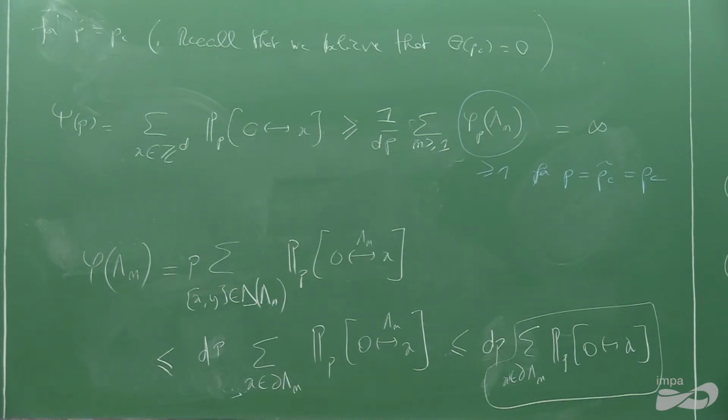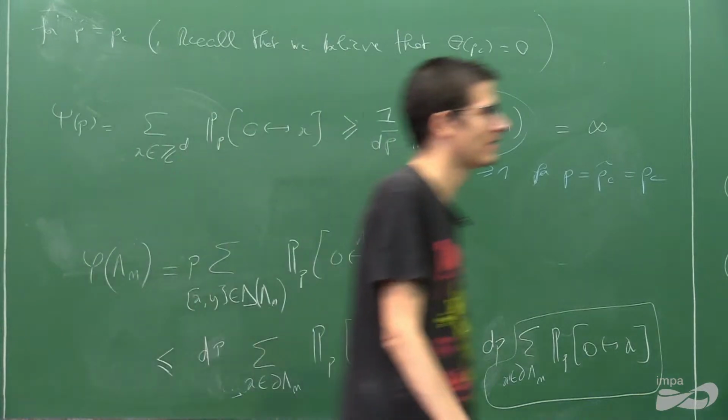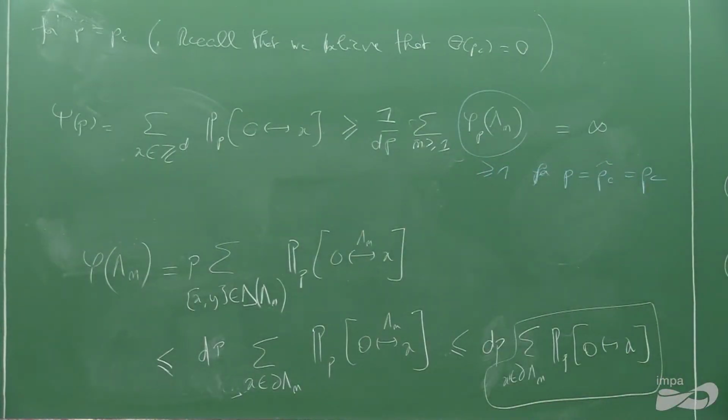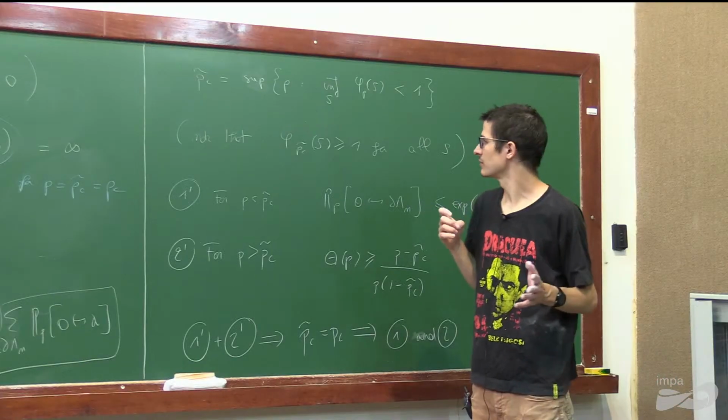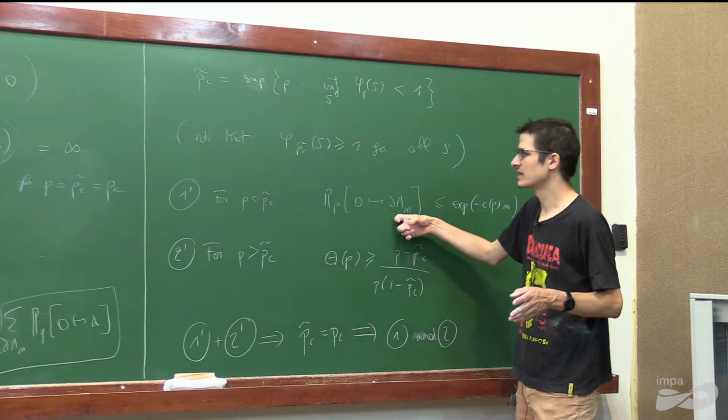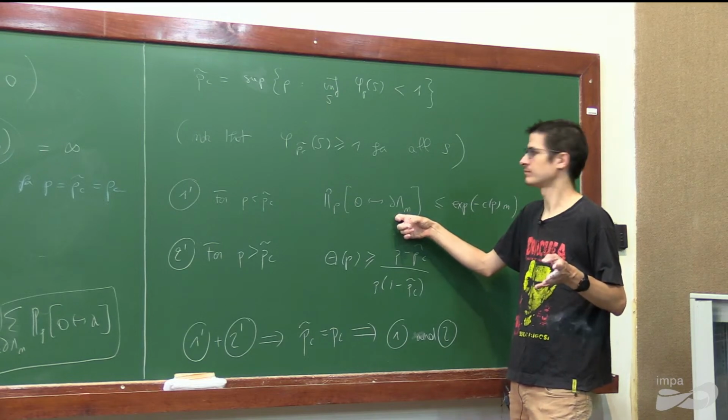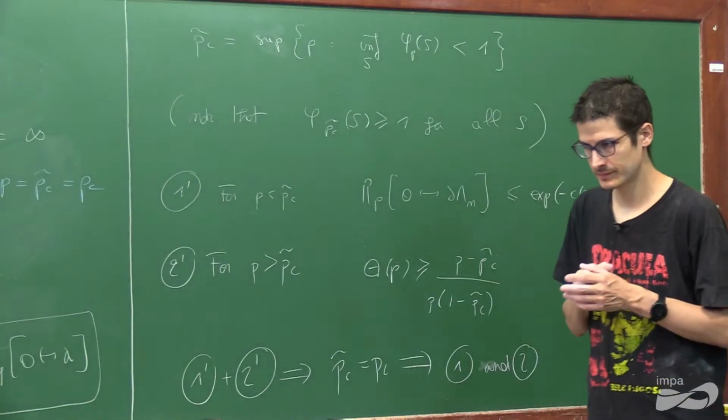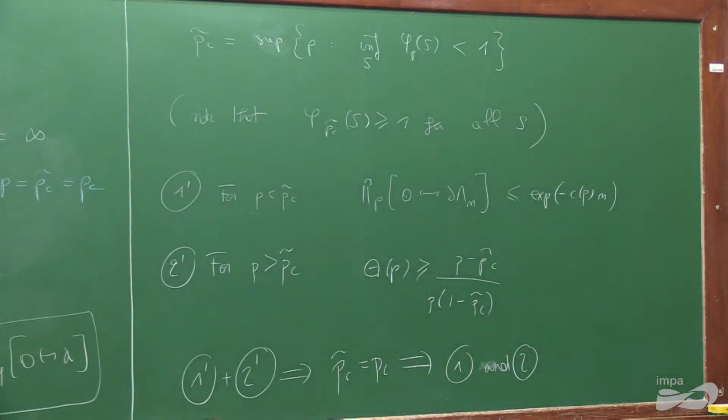And a milder consequence of this is that at criticality, you don't have exponential decay of correlation. So this thing is clearly not true for p equal to pc. Any questions so far on the results and on the consequences that I have discussed?